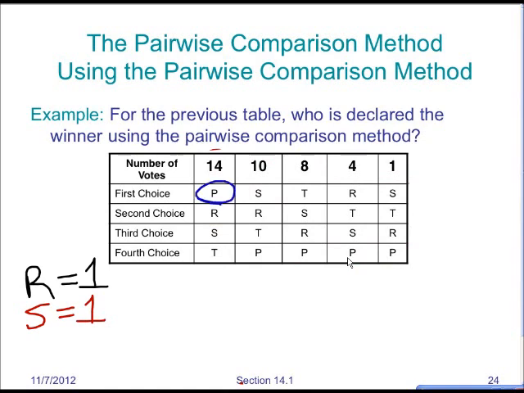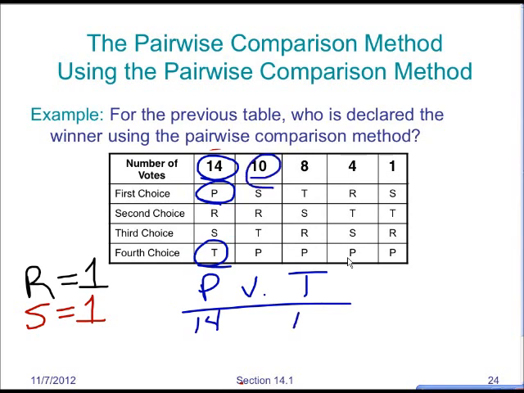Now we need to compare Paul with Tim. Paul versus Tim. 14 people like Paul better. 10 people like Tim. 8 people like Tim. 4 people like Tim. And 1 person likes Tim. So altogether, 23 people like Tim better than Paul. So Tim gets 1 point.